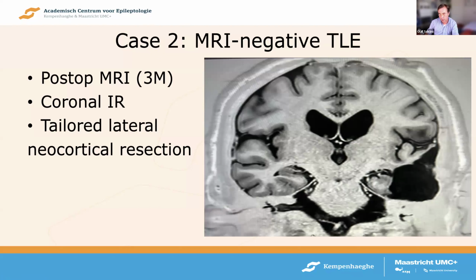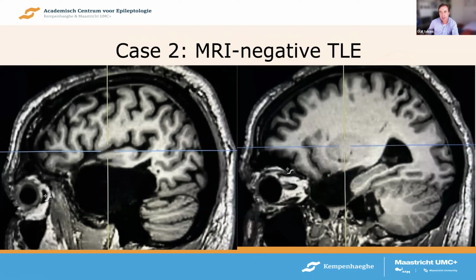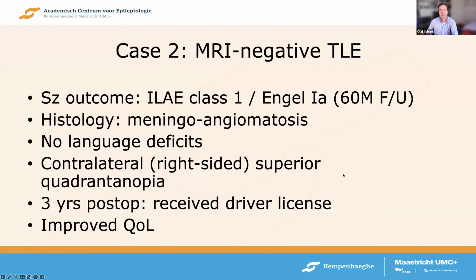And this was an MRI 3 months later. Here you see the axial images on different slices with the sparing of the temporomesial structures. The sagittal images with clearly the hippocampus in situ. And what was the outcome of this patient? He had an Engel 1 outcome, 60 months of follow-up now, ILAE class 1. Histology showed meningioangiomatosis. He had no language deficits.